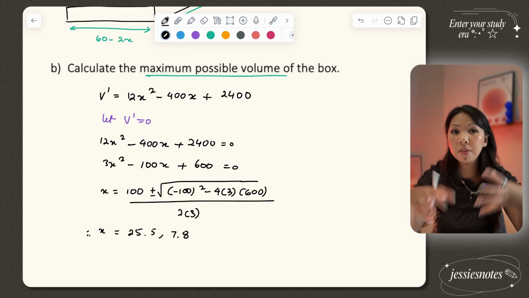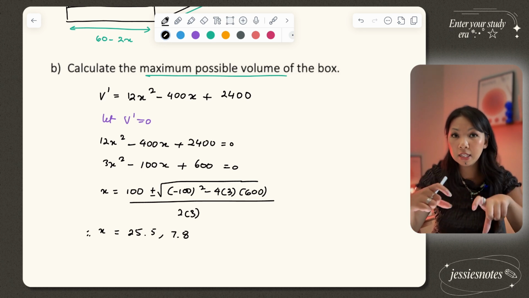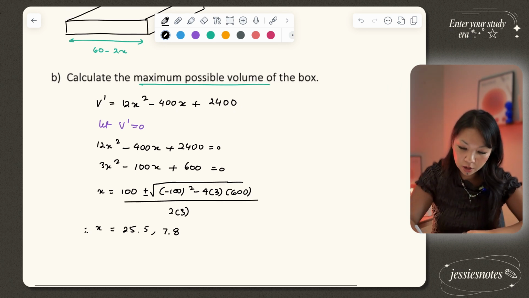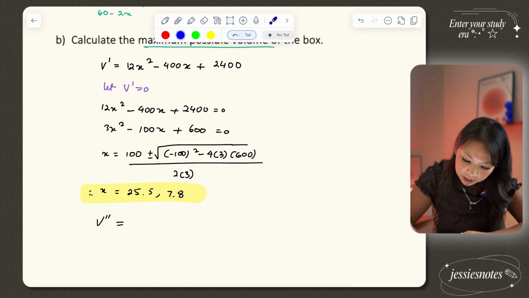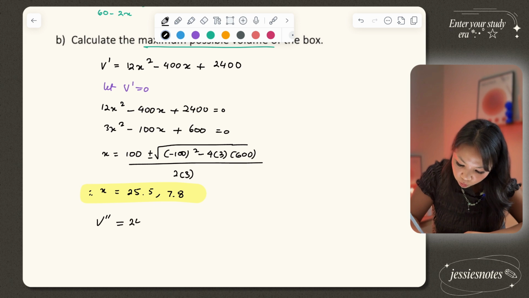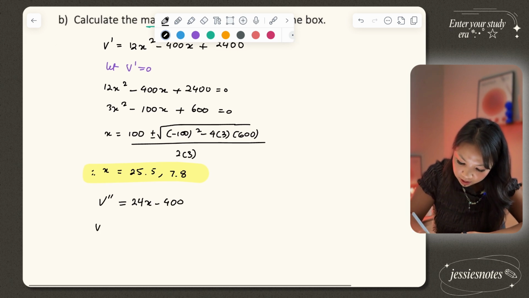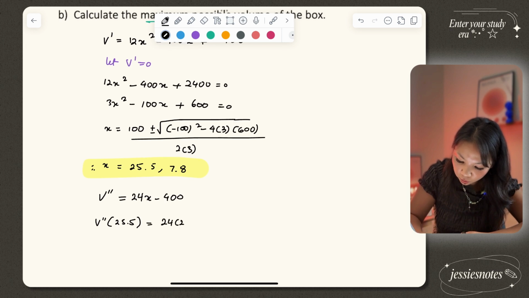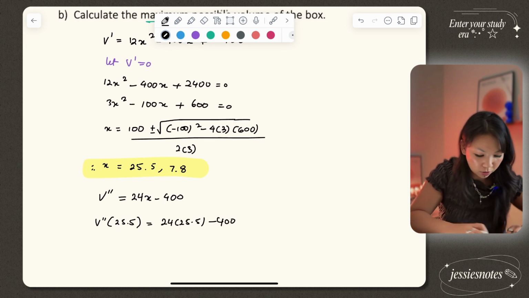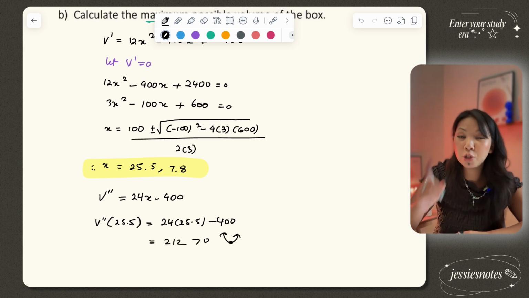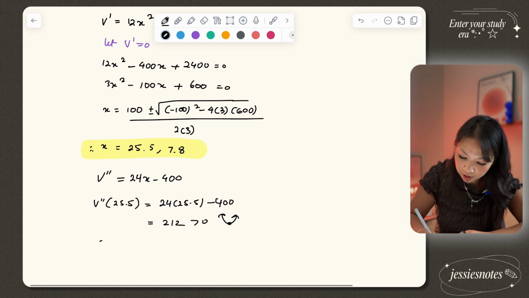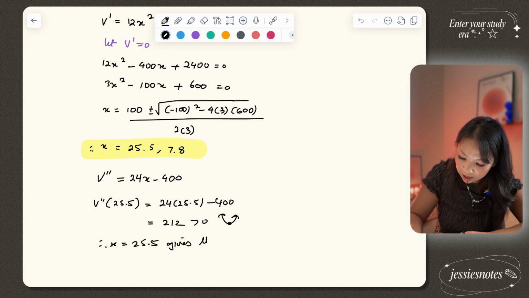But let's figure out which one of these two options for our stationary points actually gives us the max. So now we're going to find the second derivative. v double dash is given by differentiating this again. We get 24x minus 400. If we sub in x is 25.5, we get 24 times 25.5 minus 400. We get 212. That's positive, which means it's concave up, which means it gives you the minimum. So therefore, x equals 25.5 gives the min volume.